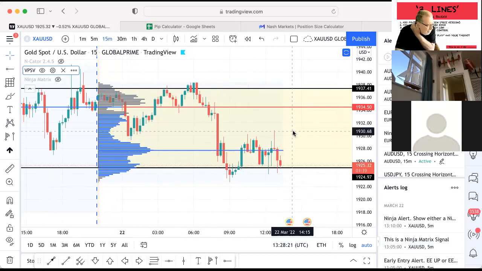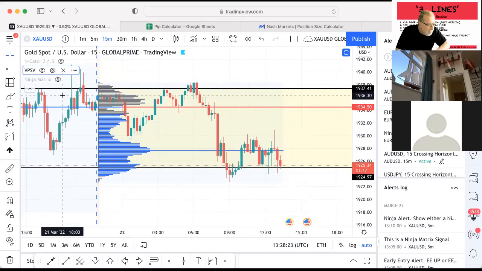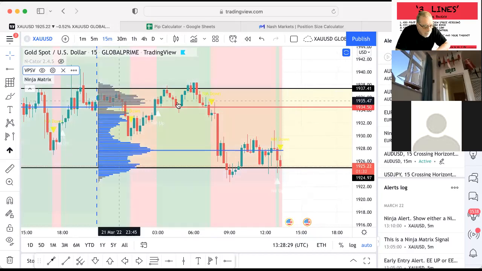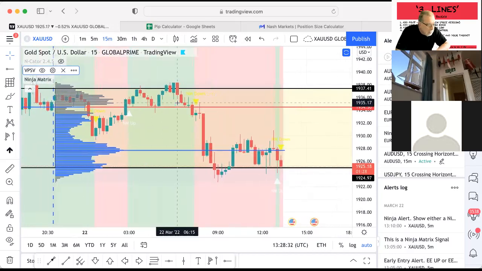So let's just go through my 3-point checklist. Before I get into any trades, I put on the Ninja Matrix. And as you can see, although I need to check my settings.